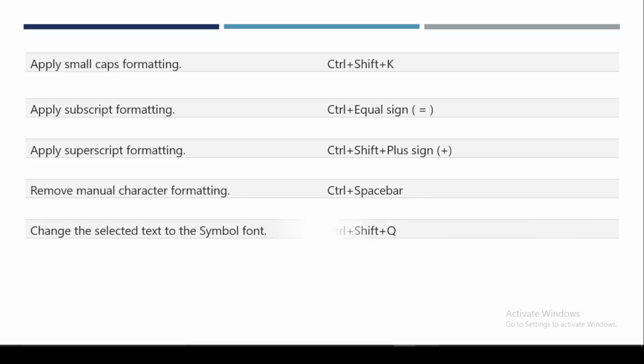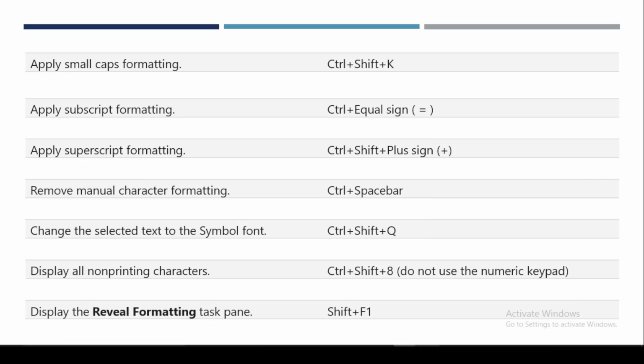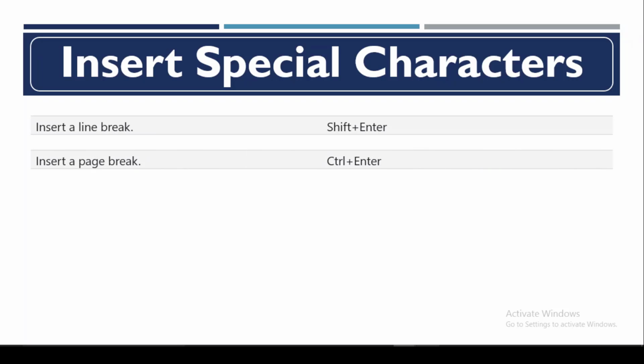Control plus spacebar, change the selected text to the symbol font. Control plus Shift plus Q, display all non-printing characters. Control plus Shift plus 8, display the reveal formatting task pane. Shift plus F1. Now, have a look at insert special characters. Insert a line break. Shift plus Enter, insert a page break.